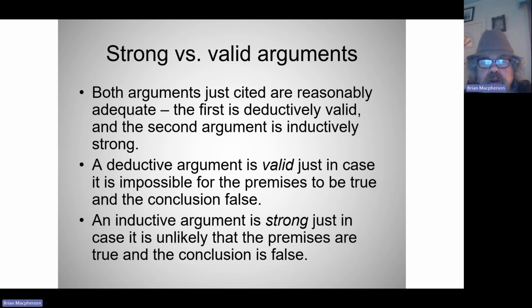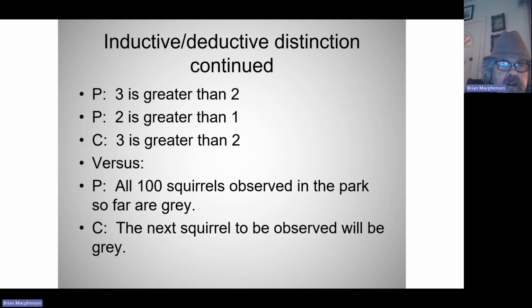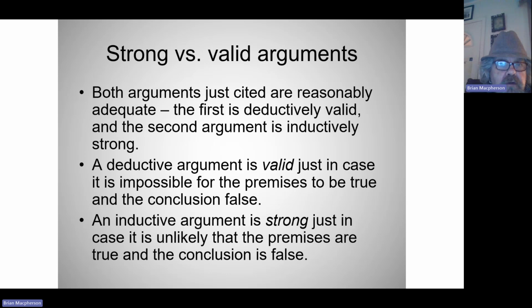Now, both arguments that I just gave you on the previous slide are reasonably adequate, right? The first, the deductive argument, is deductively valid, and the inductive argument is strong. If you see that many squirrels in the park, chances are the next one you see will be gray, right? So both are adequate in the sense that if the premises are true, then in the case of the deductive argument, the conclusion will necessarily be true. In the case of the inductive argument, if the premises are true, the conclusion will likely be true.